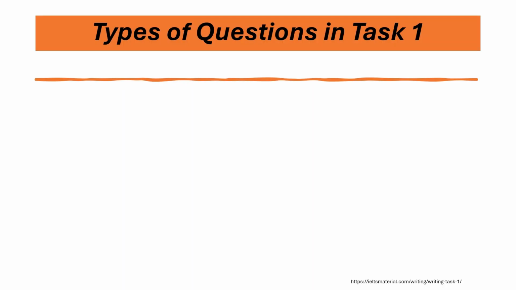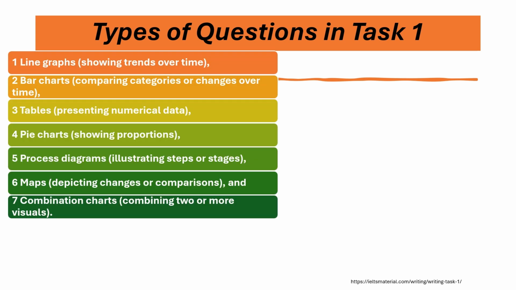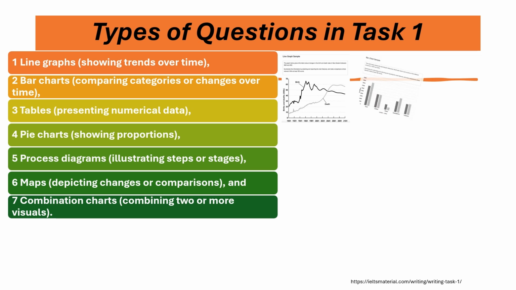In writing task 1, you will see different types of visuals. Line graphs are commonly used to show trends over time, helping to highlight increases, decreases, or fluctuations in data. Bar charts compare different categories and can be either dynamic, which display changes over time, or static, which present data from a single point in time.